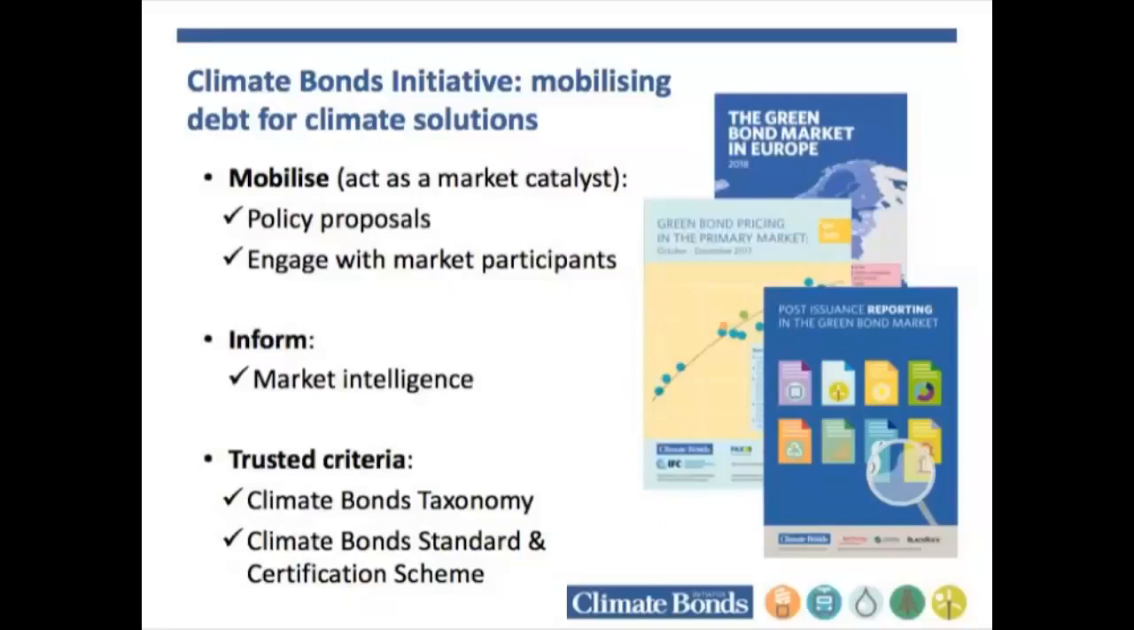And then the third thing we do is we produce criteria for the green bond market and more widely for sort of climate finance. And this is where the Climate Bonds Taxonomy comes in, and then we also have the Climate Bonds Standard and Certification Scheme, which is a kind of fair trade like labelling scheme for green bonds. So we set criteria that green bonds can then come and be checked against to make sure they really are climate aligned.